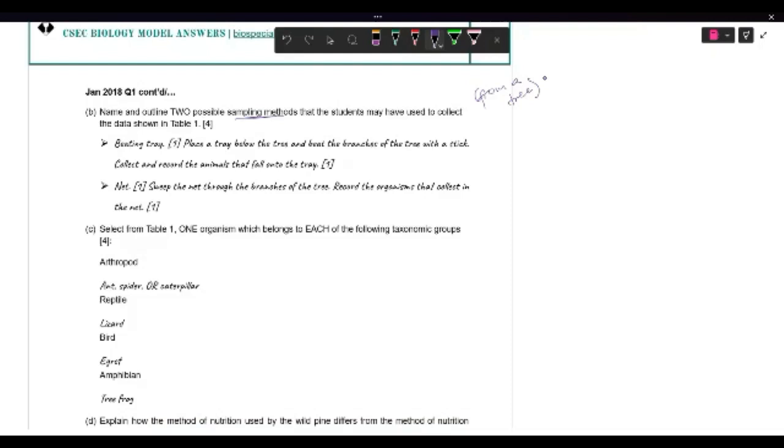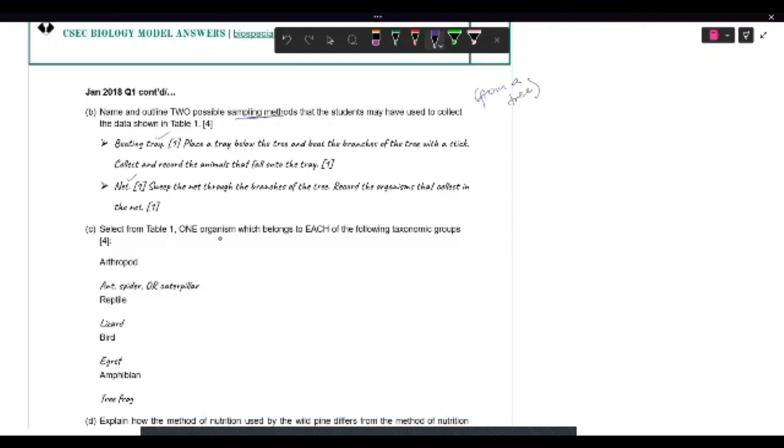So in this case, we would use equipment like a beating tray or a net. And in each of those cases, you also need to outline how it will be used to sample from the habitat, which in this case is the tree, right? So that's how the marks are distributed. We have our beating tray, we have our net, and you have a description of how you'd use the tray and how you'd use the net, right?